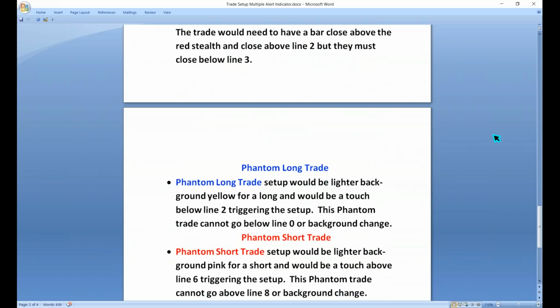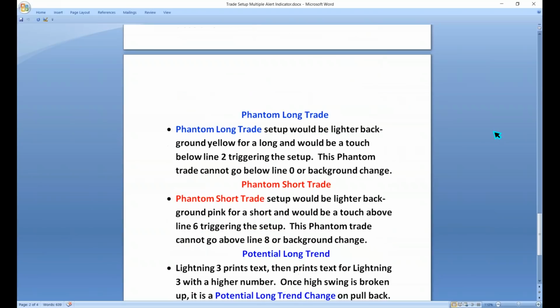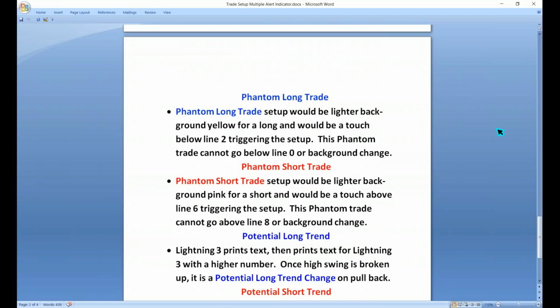Okay, now let's go over the phantom real quick. And keep in mind, you don't have to memorize these just yet because we will put this doc out. Okay, and I've got a video on the phantom trade already, and I really think everybody ought to watch it. But the phantom long trade setup has to have a lighter background color for a long and would be a touch below line 2, triggering the setup. This phantom trade cannot go below line 0 or a background change. Now, you can still take it if it's a background change, but it's technically not a phantom then, but it can be boxed in or trend lines drawn.